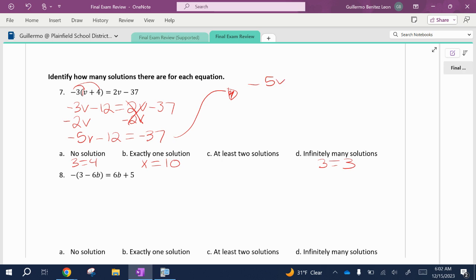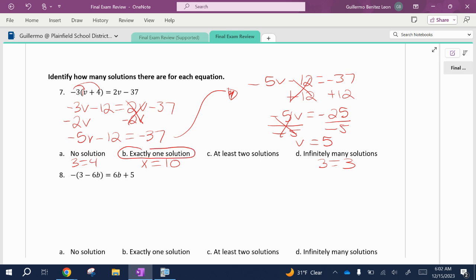I'm going to rewrite it up here, give myself some space. To get rid of subtraction, I'm going to add. Negative 5v equals negative 25. Divide both sides by negative 5. V equals positive 5. Since I have one answer, my variable equals one number, the answer would be B. There is exactly one solution to this equation.